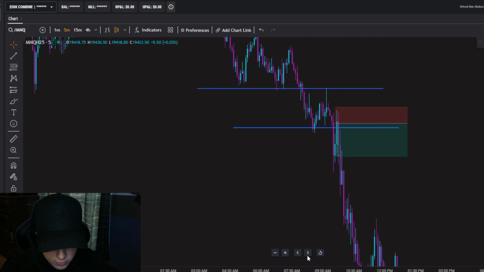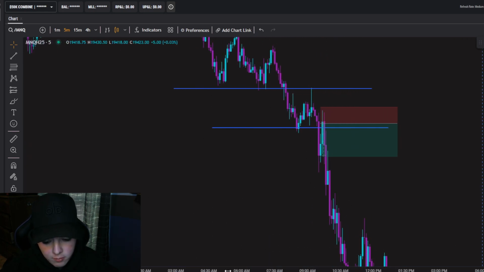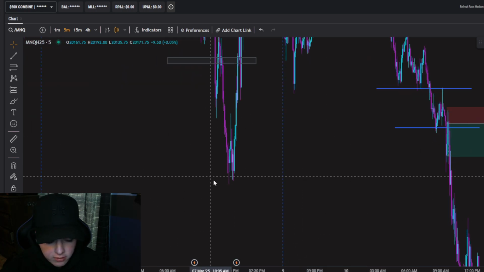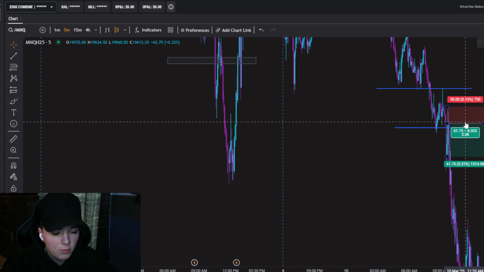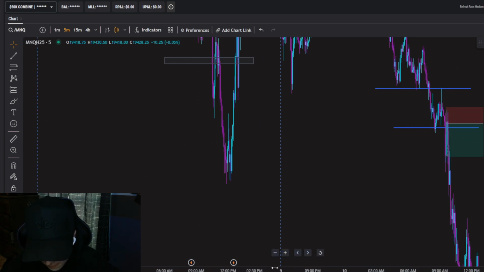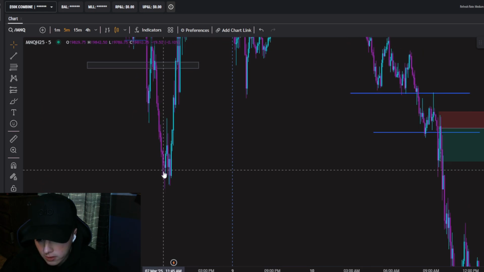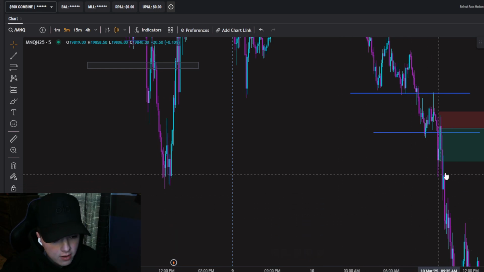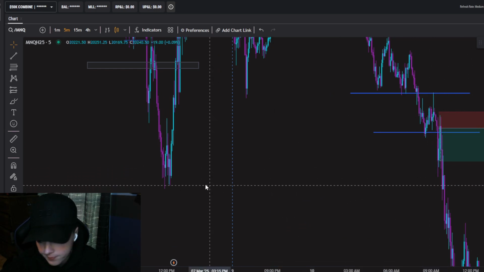So if we just use this scroll on the bottom of TradingView or whatever you're using and scroll over, we can kind of see these lows here, right? Because this was a sell position, the first one that we went over, we can kind of see these lows, and these lows have come down to this area and flipped quite a few times, right? So we kind of expect that to happen here.